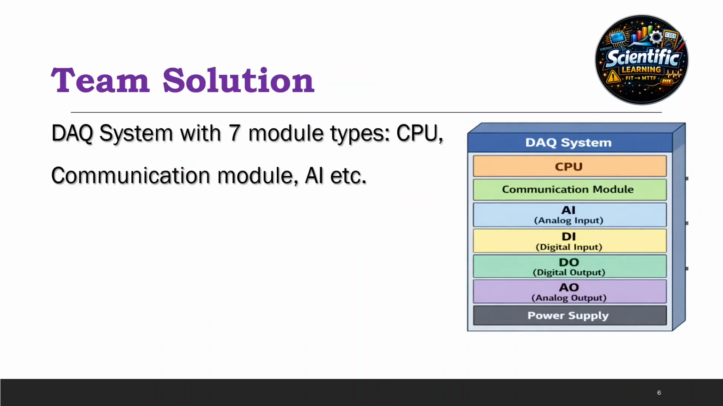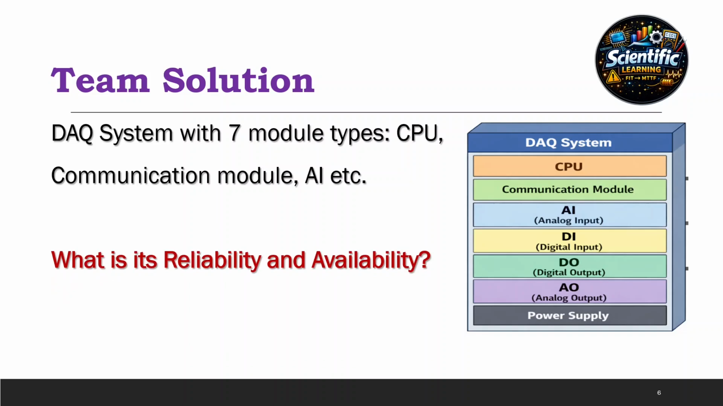So the design team came up with a solution. The DAC system they developed consists of 7 different types of modules. As you can see here, the DAC system has a CPU module, a communication module, and also different types of I/O cards such as analog input, digital output, or analog output. Now all these electronic modules are powered by a power supply module.